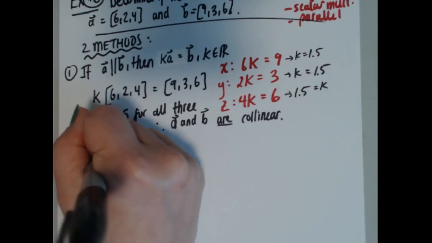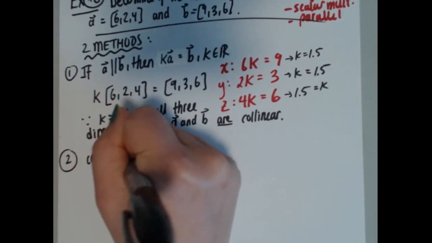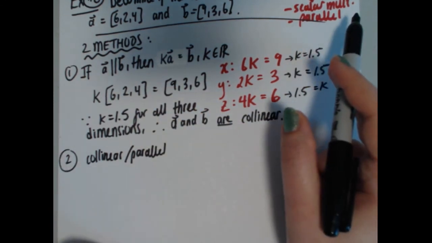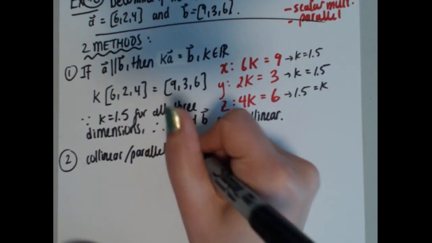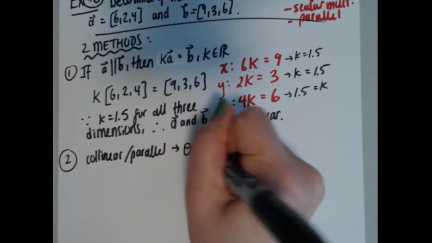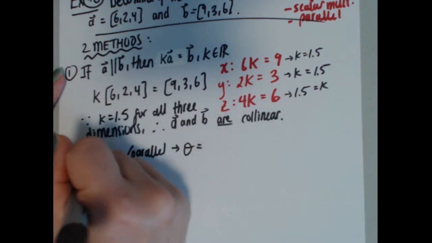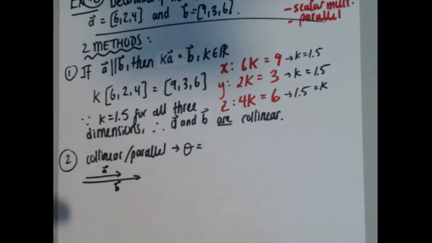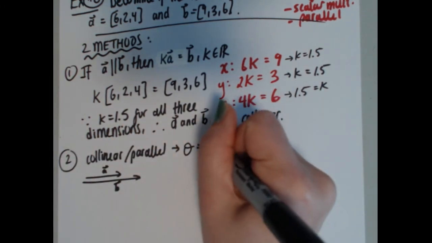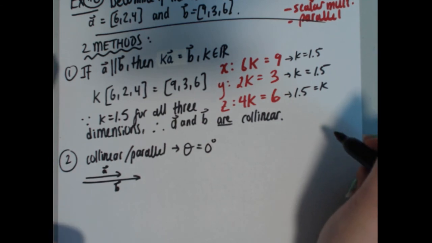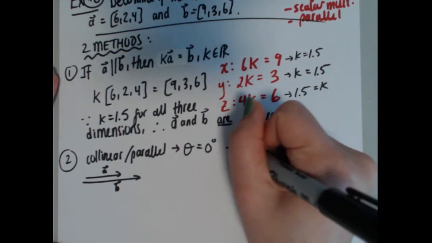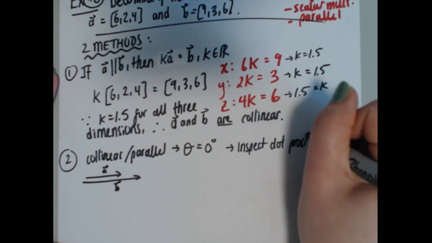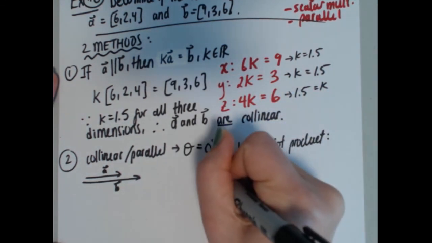If two vectors are collinear, or they're parallel, one way of looking at it is, yes, they're scalar multiples of each other, but the other way to look at it is, if two vectors are parallel, well, what's the angle between them? So if I have A and B, they're parallel, the angle between them is 0 degrees. So if I was to inspect the dot product between A and B, it's going to look like this.